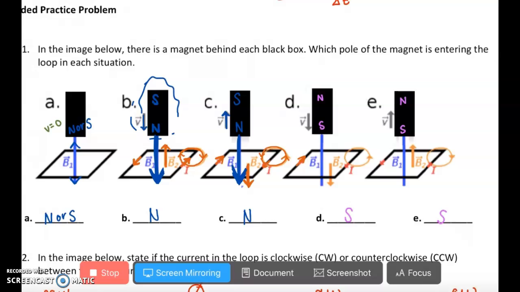Okay. I hope this was helpful. Again, I know it's a different perspective. I know that there are multiple ways to think about Lenz's law. This is a way that makes sense for me. It might make sense for you too.